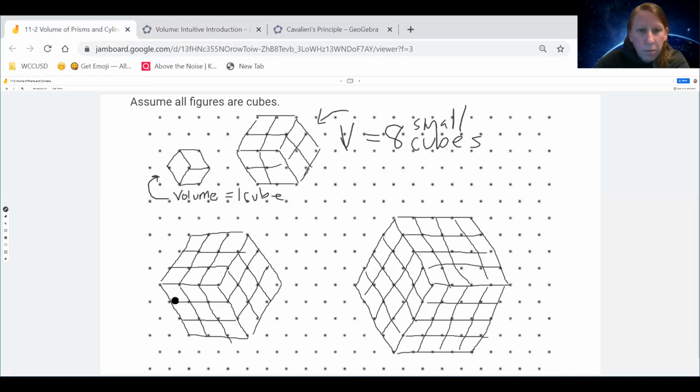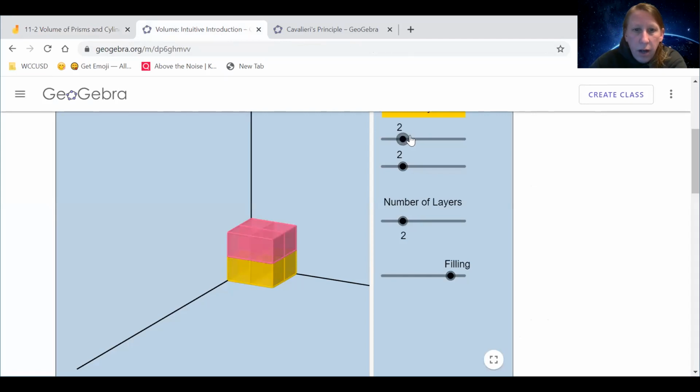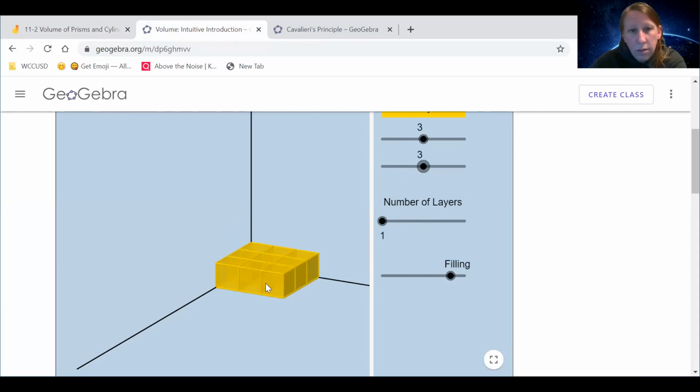Okay, how about this volume? This volume is either 1 big cube or how many small cubes? Well, let's build that one. I'm gonna take it down to the first layer. I'm gonna have 3 by 3. So how many in that layer? 1, 2, 3, 4, 5, 6, 7, 8, 9. We got 9 in that layer, and then if I want to make it a cube, all these numbers have to match.